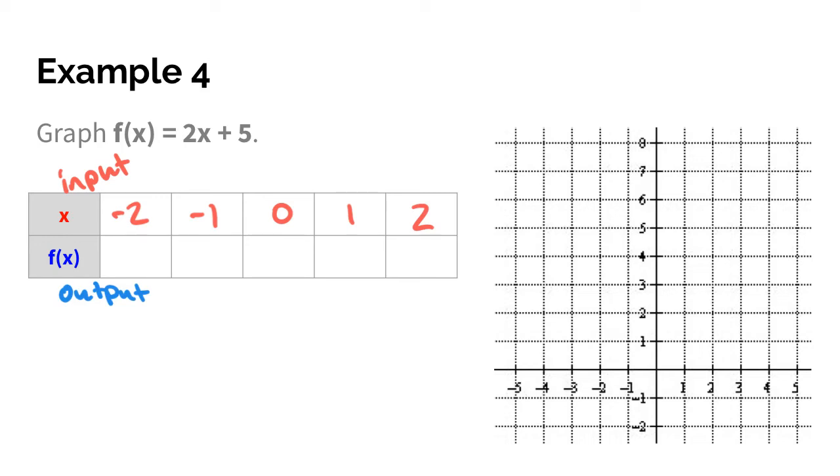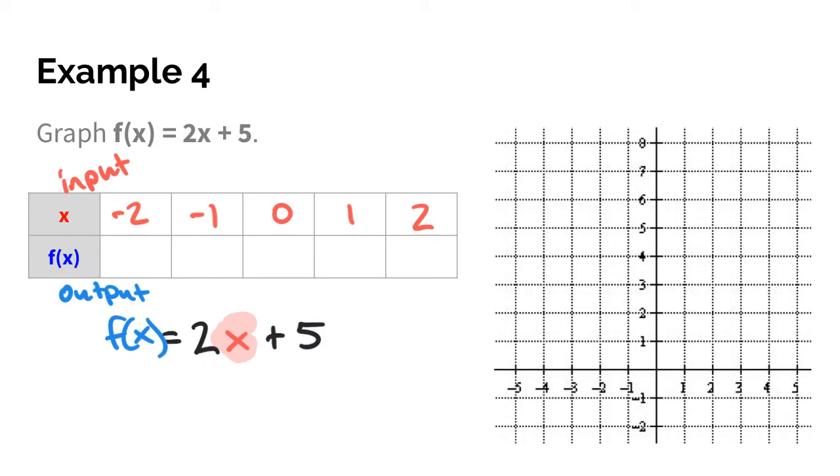Now, when I graph a function, all I'm going to do is take these inputs and plug them into my function where I see x. So I have 2 times x plus 5. All of these numbers here would go where this x is. And that's then going to tell me what I get as an output, which is going to equal f of x.